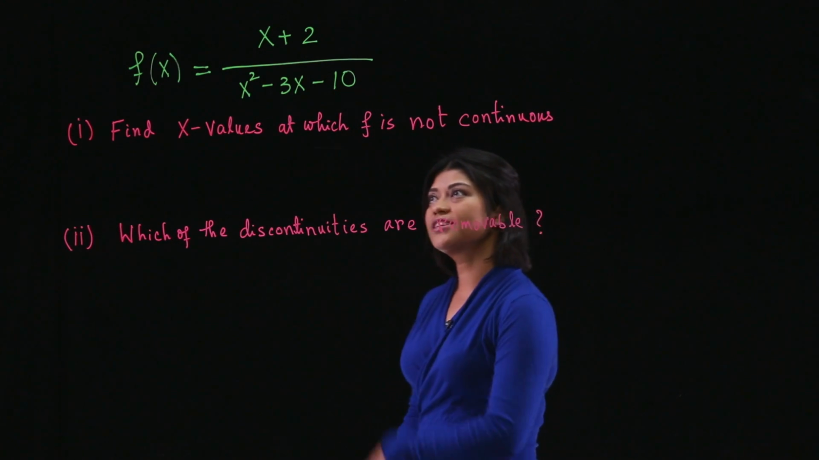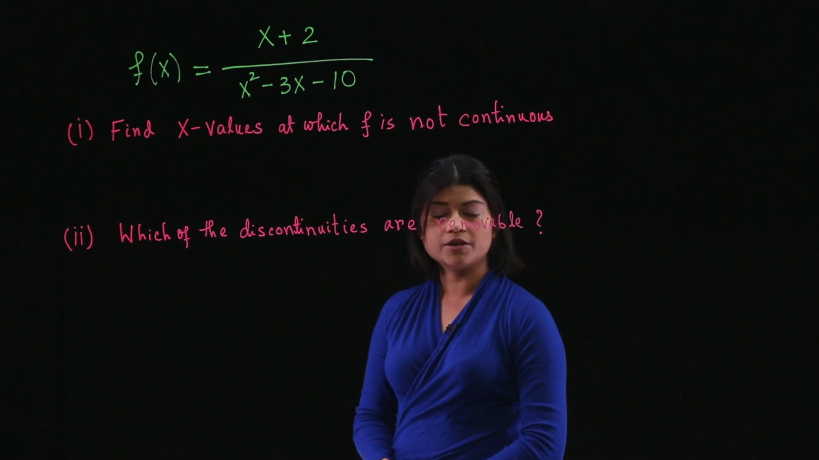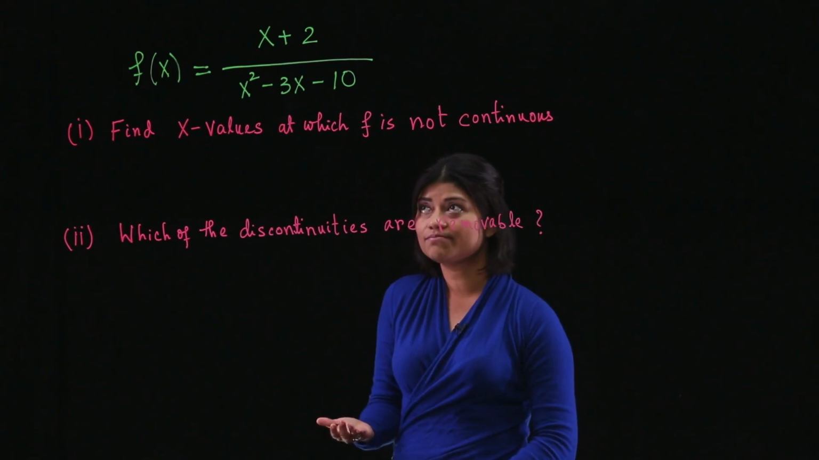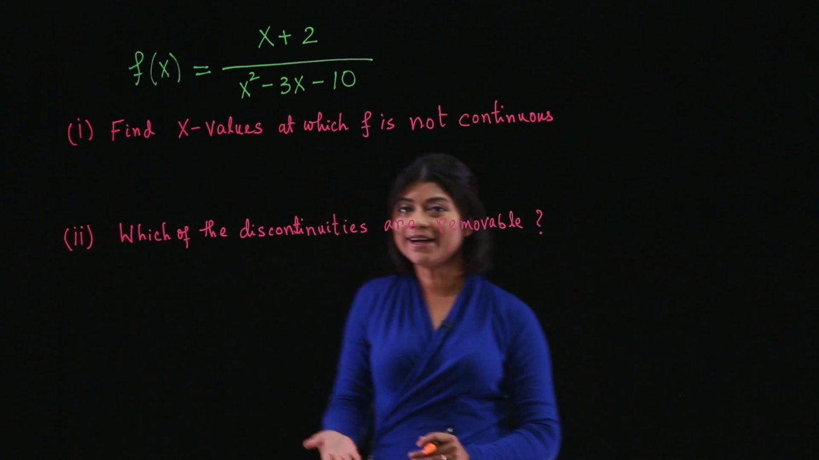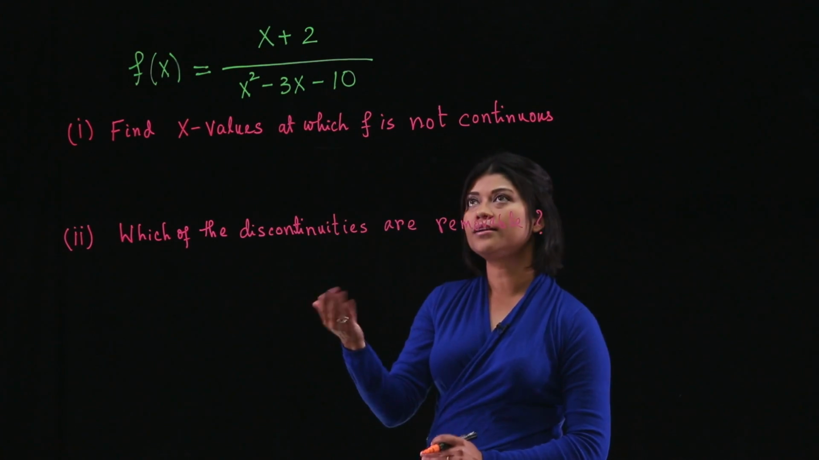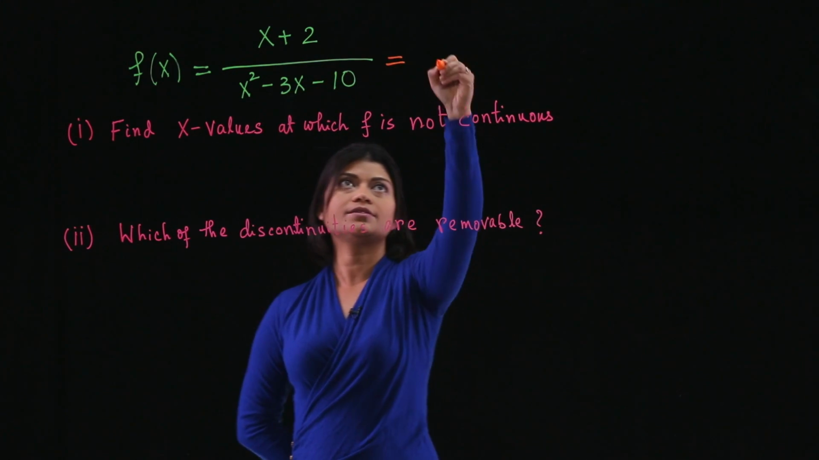So let's start with the expression of the function. Notice that this is a rational function. It has a denominator, which means there is a chance that the denominator might become 0 at some x values. If it does, those are the points of discontinuity. So we can start by factoring the denominator. So let's do that.